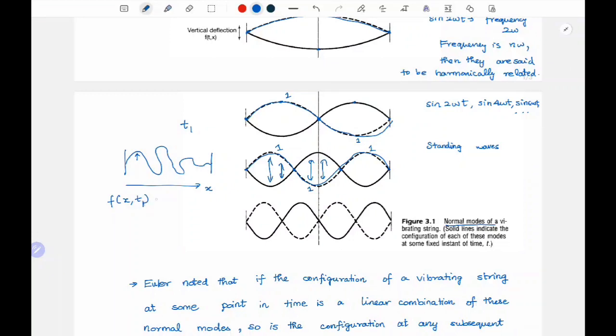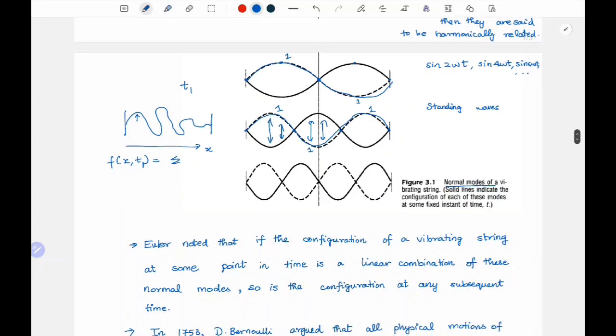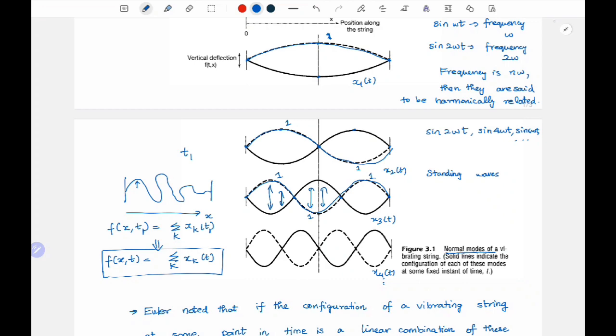So now it is at t1. If at t1 I am able to represent this as a linear combination of these normal modes, let us call them x1 of t, x2 of t, x3 of t, x4 of t and so on, then we can sum them up as xk of t. And since it is at t1, this is also at t1. If this is the case, then this implies that at other time instances also it is the same. So this is what he observed and noted.